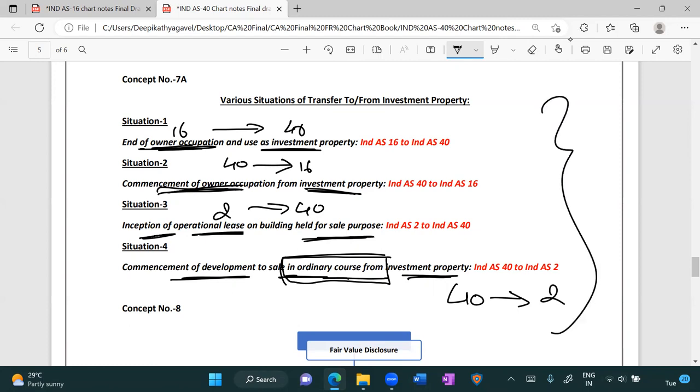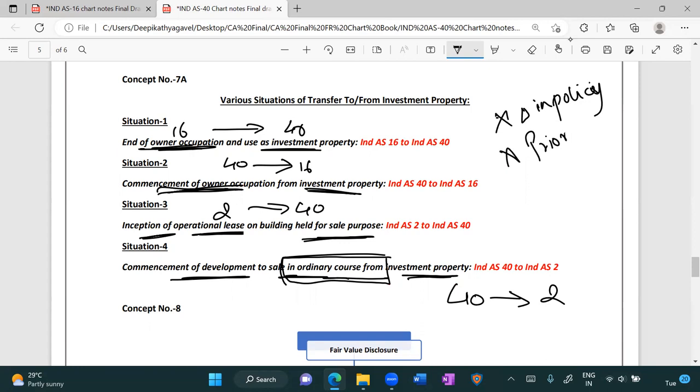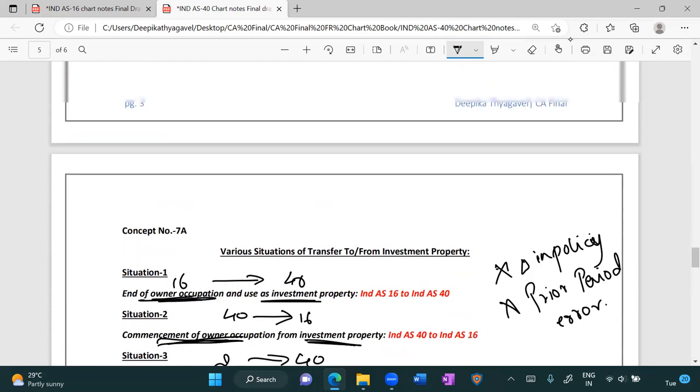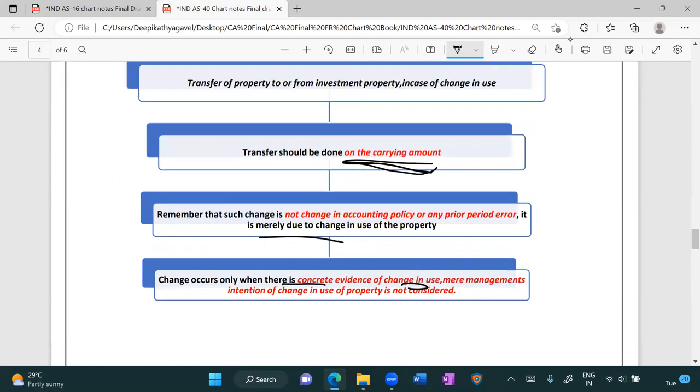Okay. And these transfers will not be considered as change in policy. They are not prior period errors, right? And such change will happen only when there's concrete evidence of such change. Mere management's intention will not be taken as valid, right? And also such change will happen on the carrying amount of the asset.